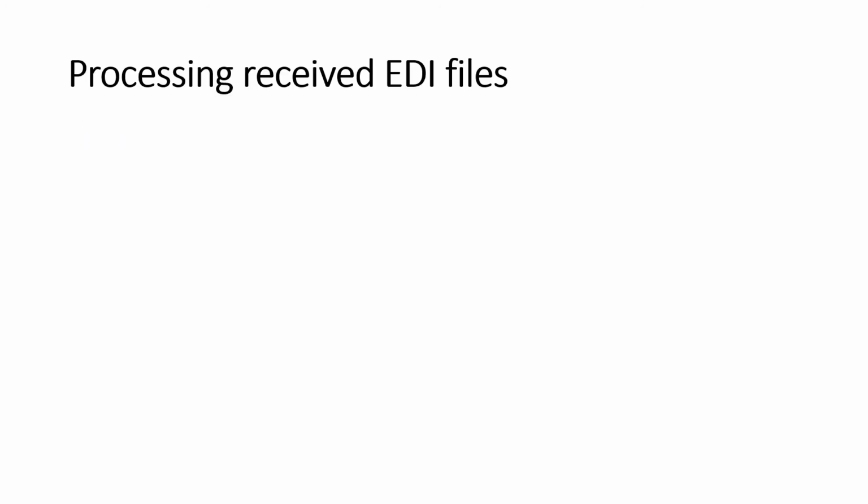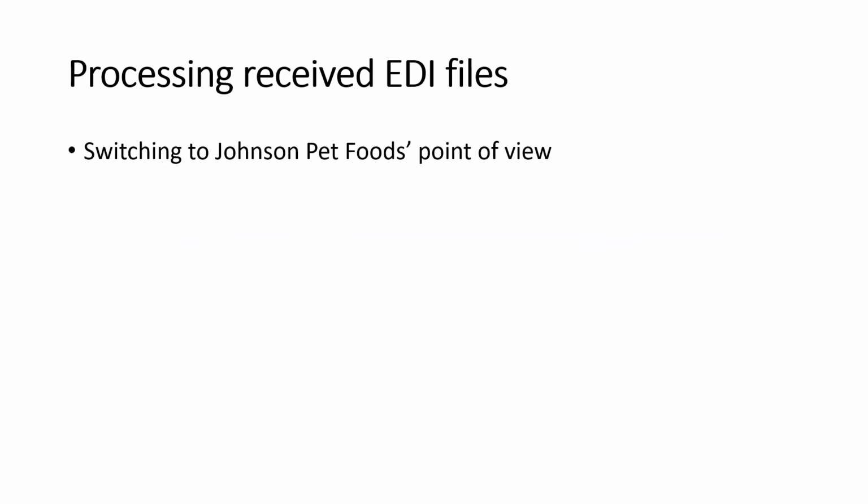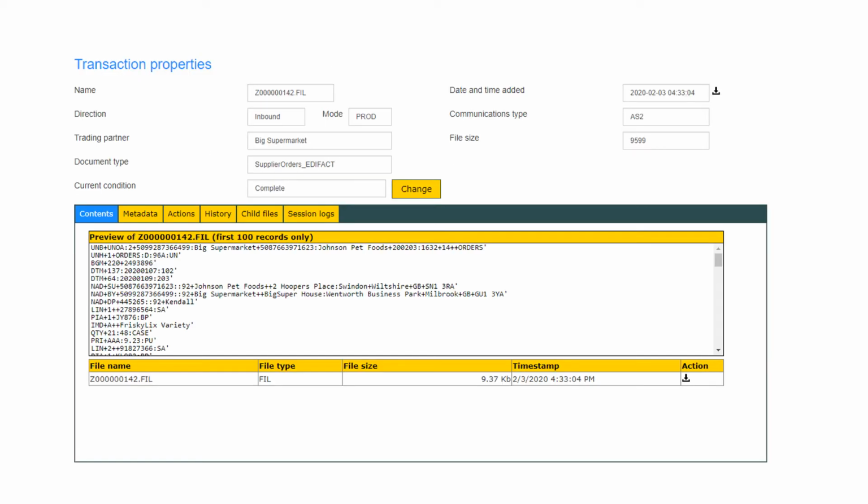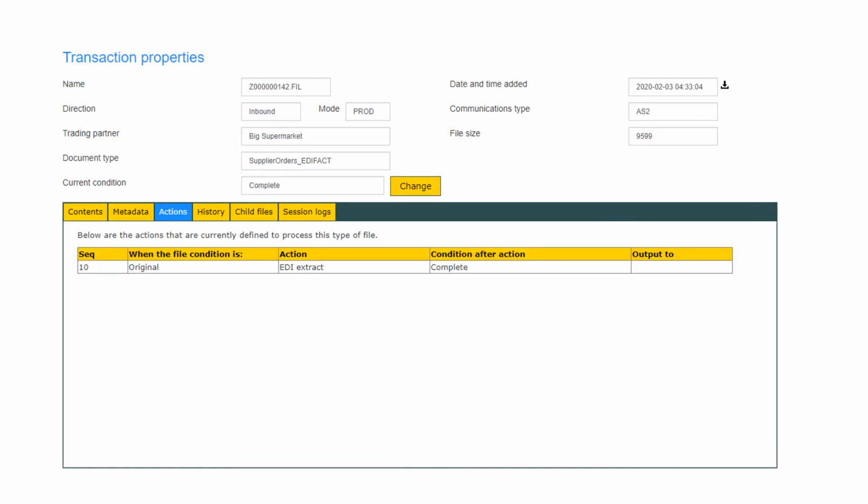We'll now look at what happened when the file was received by Johnson Pet Foods. I've logged off from Big Supermarket and logged back on as Johnson Pet Foods. The file arrived from Big Supermarket as a supplier orders edifact file. Since we're expecting files from Big Supermarket to contain EDI data, the first action to be performed is an EDI extract. This will scan the file for the presence of one or more EDI messages, and any that are found will be added as new entries on the list of transactions with the appropriate EDI document type and a condition of EDI extracted.